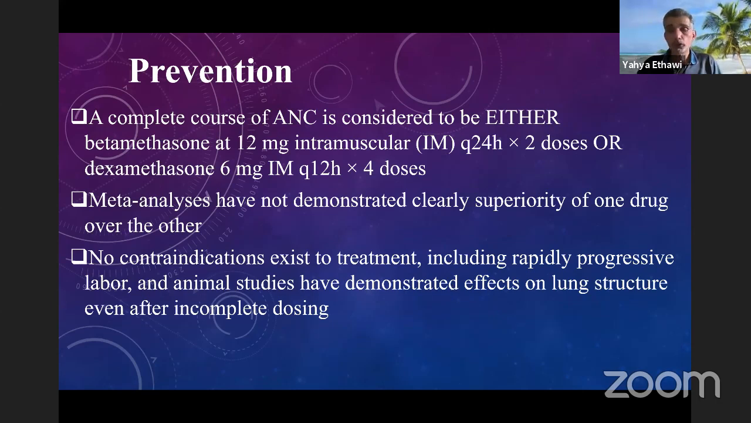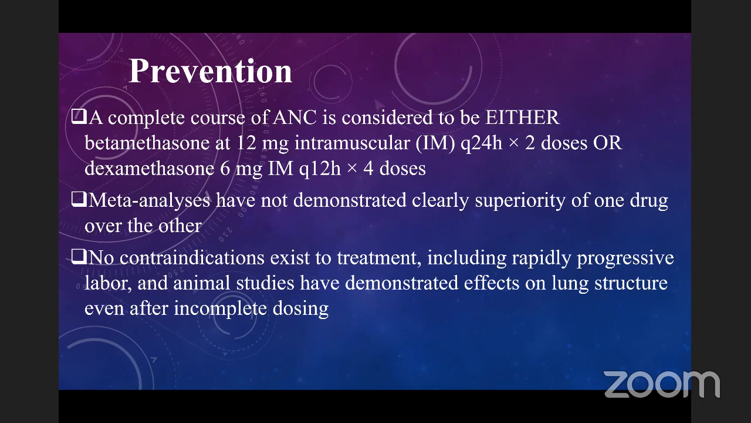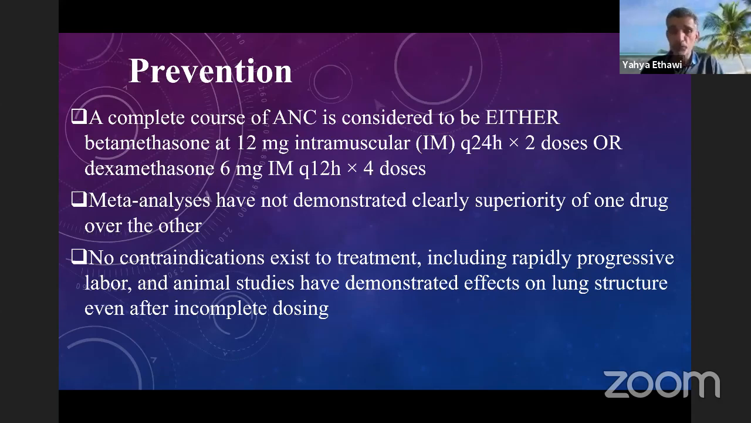A complete course of antenatal steroid is either betamethasone at 12 milligrams intramuscular, every 12 hours, 2 doses, or dexamethasone. Both of them have the same effect, but the preferred is betamethasone, because it has no preservative and it's only 2 doses. But there is no evidence that one is better than the other. There's currently no contraindication of ANS.